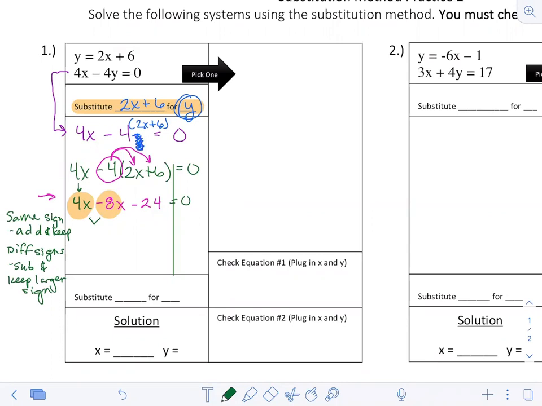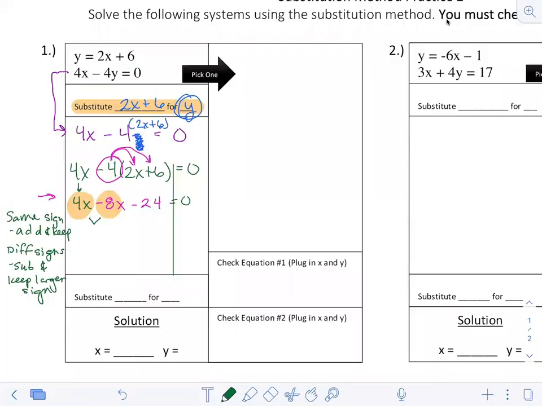So here, go ahead and figure out what this is and solve for x. You're going to combine this 4x and -8x, and then solve this equation. Let me know what you get for x. Go ahead and put that answer in the chat.